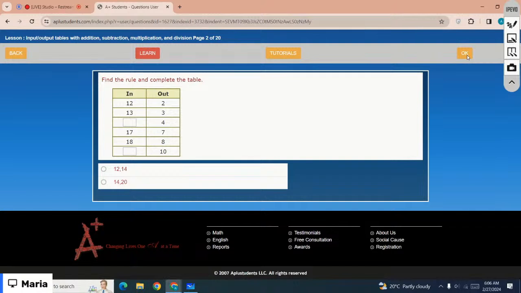Okay, find the rule and complete the table. So which is the correct option? Which is the rule? First find the rule.